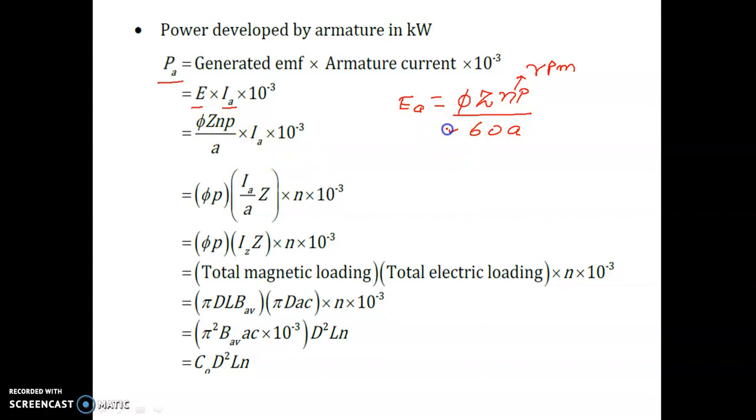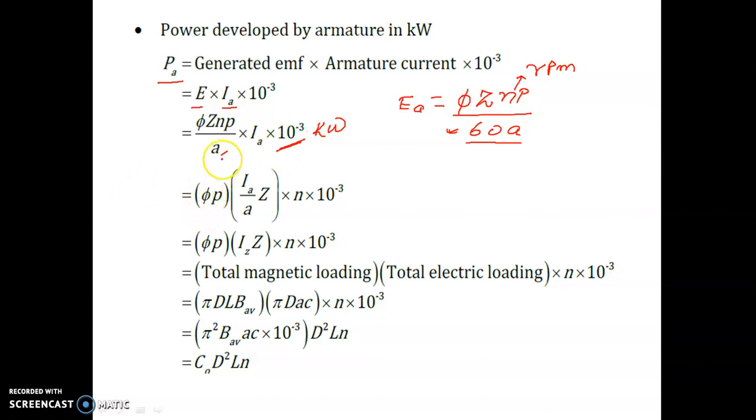So 60 is not present here because the speed is taken in our assumption in rotation per second, not in rotation per minute. If it is in rotation per minute, we have to use this relation. The overall output equation will not be affected, but as we have taken n in rotation per second, 60 is not here. Multiplied by Ia into 10 to the power minus 3 for kilowatt. To make it kilo, 10 to the power minus 3 is multiplied.